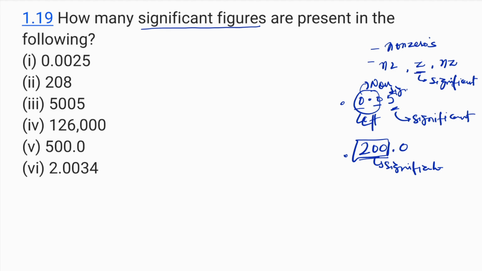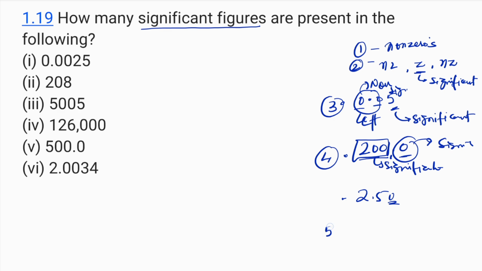Fine. Or it can be written like this also, like 2.50. Suppose it is like this, so this is also significant. Okay, this is also significant over here. If there is a decimal, and there is a non-zero on the left and the zeros are on the right hand side of the non-zero, then they are significant. This is rule number 1, this is rule number 2, this is 3, and this one is 4th, right?